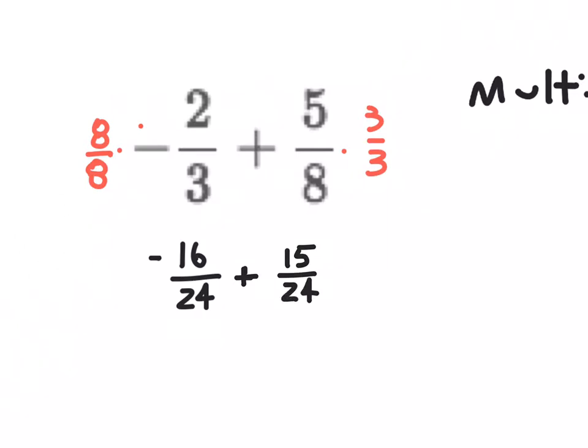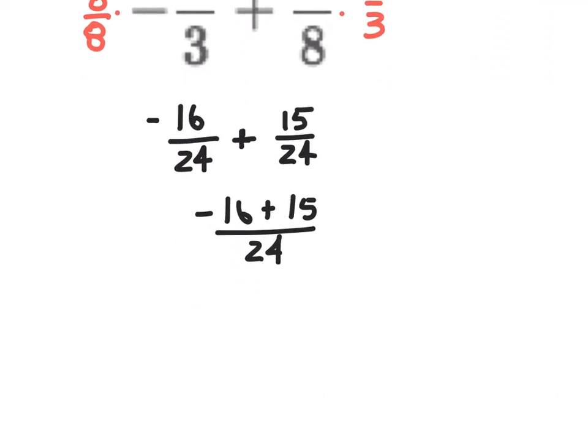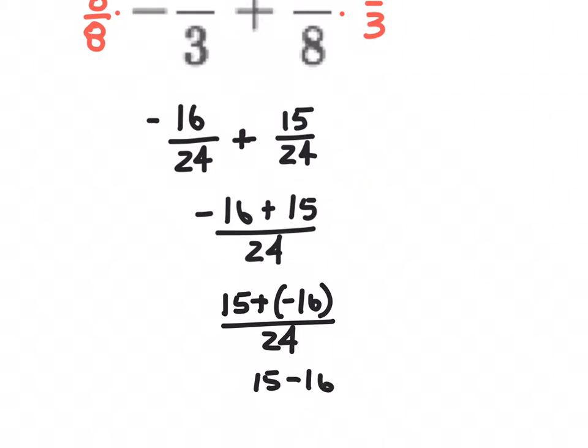Okay, so now I've got a common denominator of 24. I'm going to do negative 16 plus 20, plus 15, all over 24. So negative 16 plus 15. I don't know what that is yet, but let's rewrite it. So I've got 15 plus negative 16, and when I add those together, this is all over 24. I'm going to do 15 minus 16 over 24.